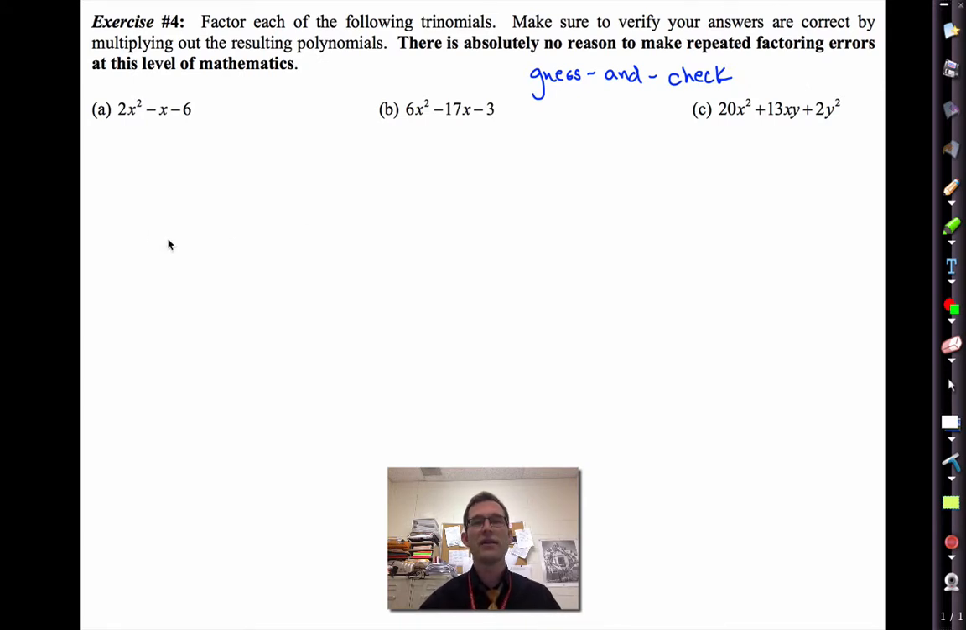Let's actually do letter A together, and then I'll have you do letter B and letter C on your own, right? So if I don't think this is prime, if I think I can actually factor it, then in my first two blanks, I have no choice. It's 2x and x. Now, of course, 6, there's lots of possibilities, right? There's 2 times 3, there's 1 times 6, and the question is, well, which one goes with which? All right, so I'm going to point out a way to make an intelligent guess and check.